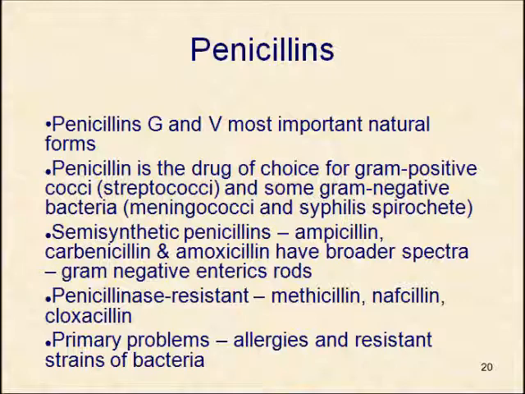Now, there are some organisms that are resistant to penicillin. They produce an enzyme called penicillinase, and they can break down regular forms of penicillin. But we have penicillinase resistant forms of the penicillins, which include methicillin, nafcillin, and cloxacillin.